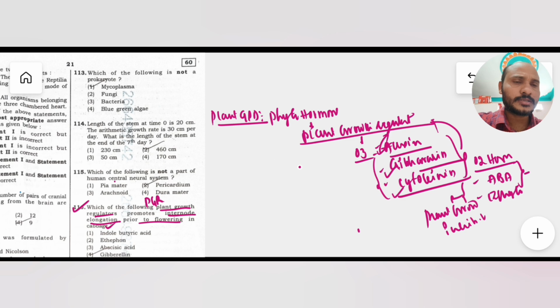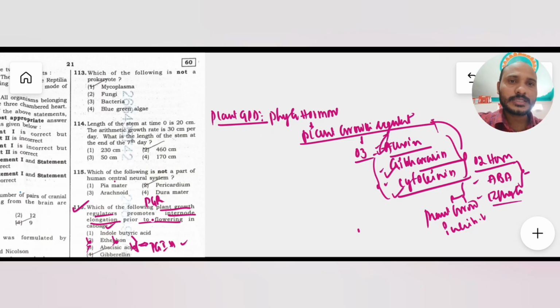If abscisic acid is an option, we can easily remove it. Ethephon is nothing but a modified form of ethylene, the available form of ethylene, so we can remove these two as well, because they are plant growth inhibitor hormones. Then we have only two options, 1 and 4.